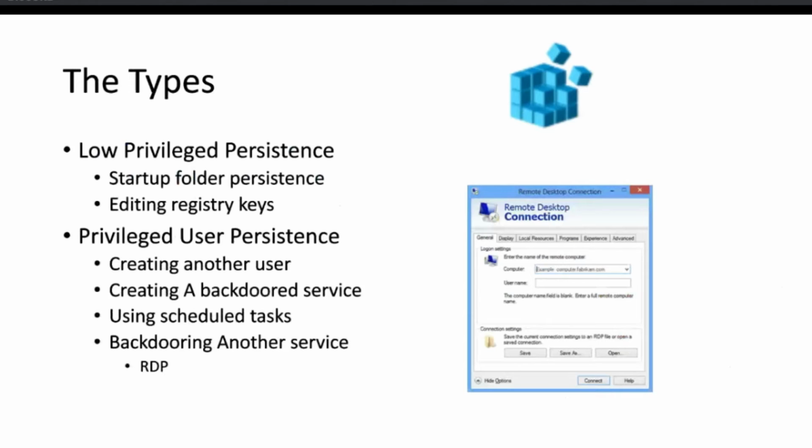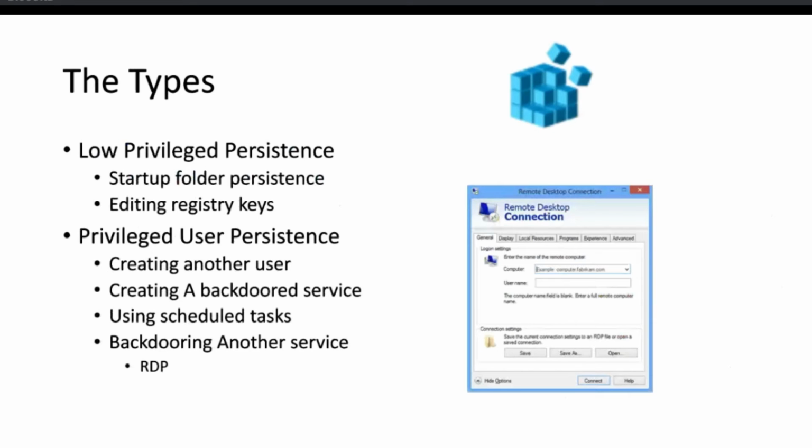Privileged user persistence is really nice because you don't have to do any of that fancy stuff. You can possibly just create another user. Let's say you have an admin account. You can create another user, then use that user to log in. Of course, you can create a backdoor service, just install it there and have it restart with scheduled tasks. Or my personal favorite, attaching it to something like RDP, where every single time you log on to RDP, it starts up this backdoor, and then you can log into it. Or just generally any service.